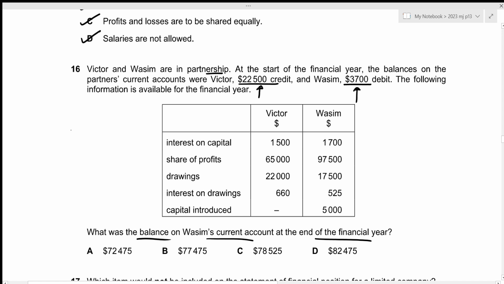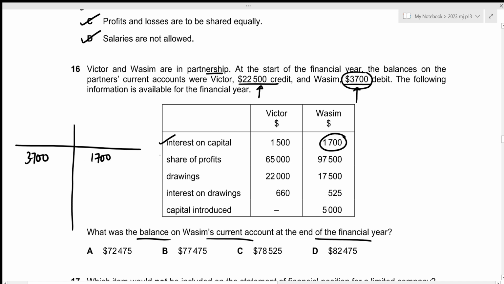So let's prepare Wasim's current account. We have the opening balance to be 3,700 debit. That goes on the debit side. Then we're given interest on capital. So interest on capital is something that the partners will receive from the partnership. So Wasim will receive 1,700, and all of our receipts will be recorded on the credit side of our current accounts as well as the capital accounts. So that's 1,700 on credit side.